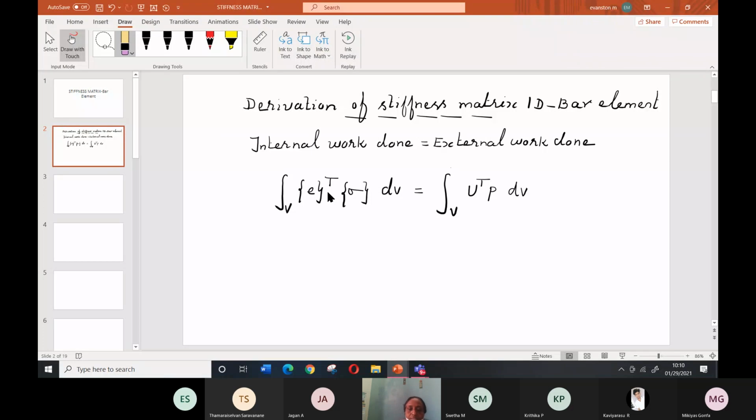So external work done is equal to load into displacement. That I can see externally with my naked eye. But something is happening inside that I will not be able to see. That's internal work done. That is equal to epsilon transpose into sigma.